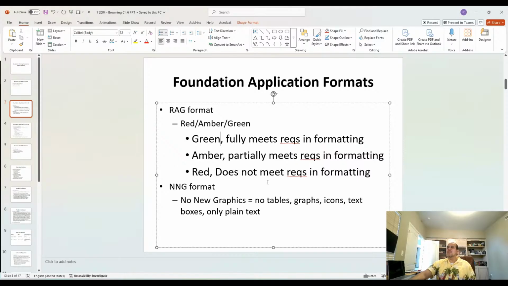And then you have the NNG format, which is no new graphics: no tables, no graphics, no icons, no text boxes, nothing. All they want is plain text. Sometimes not even bullet points. Just follow the directions exactly as they say. This format isn't used very much, but you will run into it every once in a while. Maybe once every 20 or 25 grants, so around 4 or 5%.